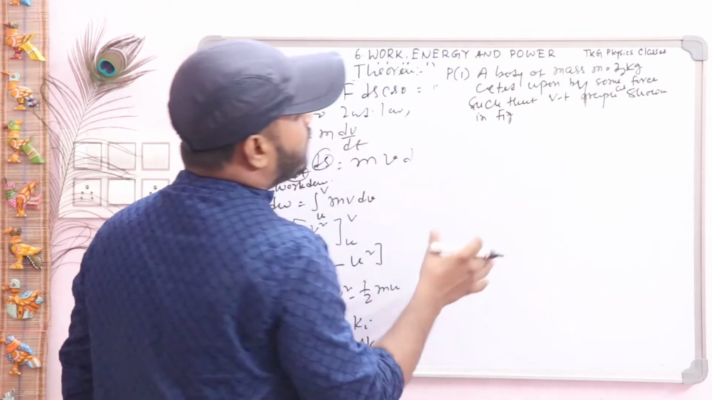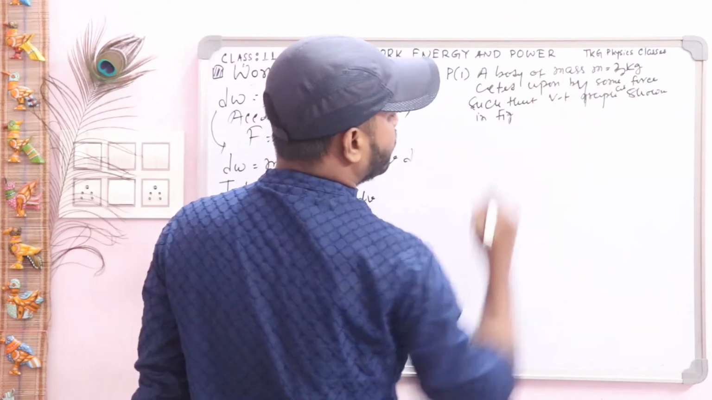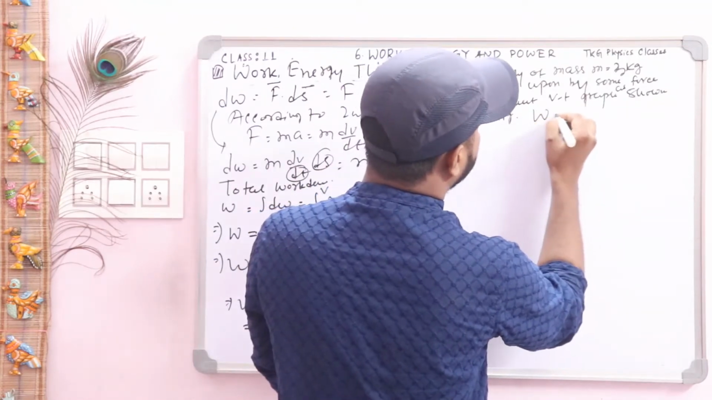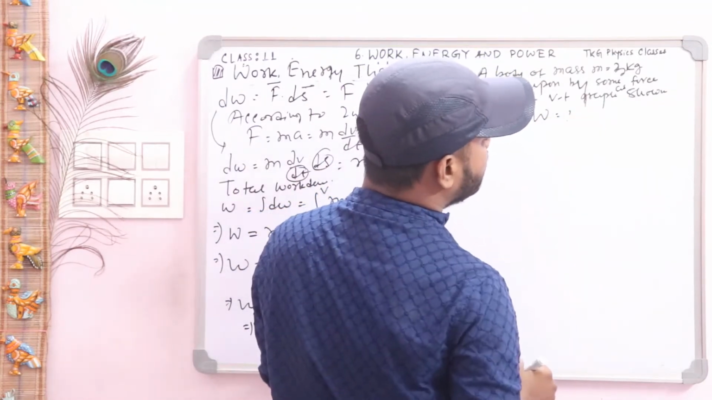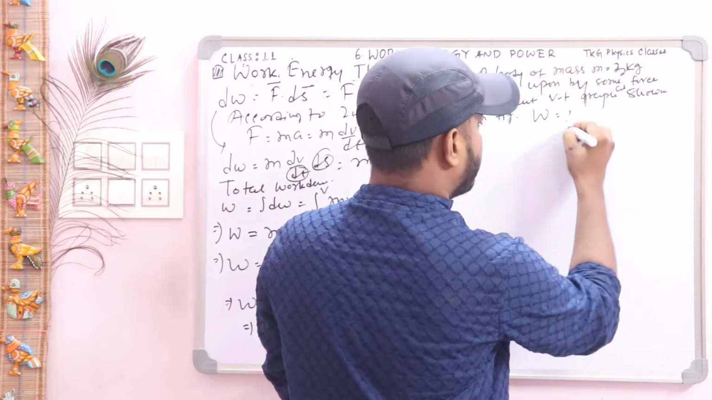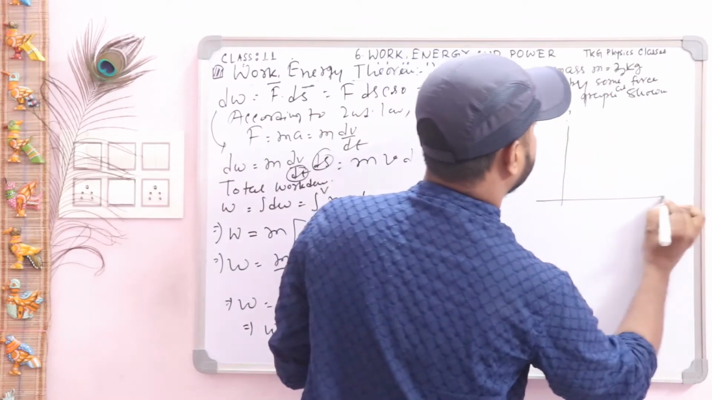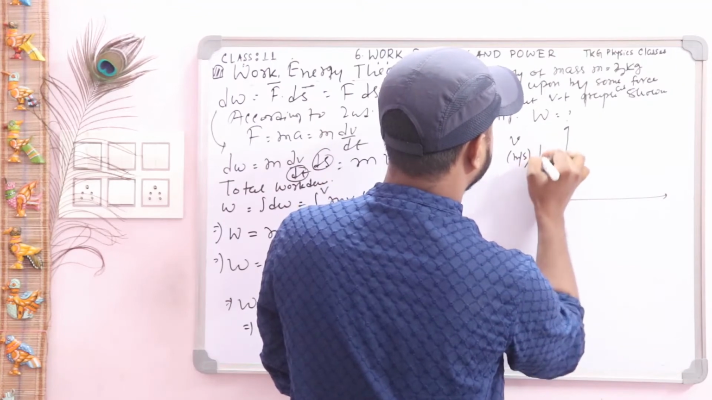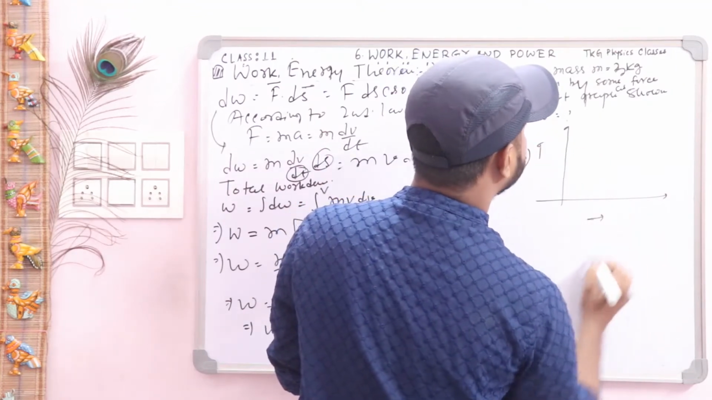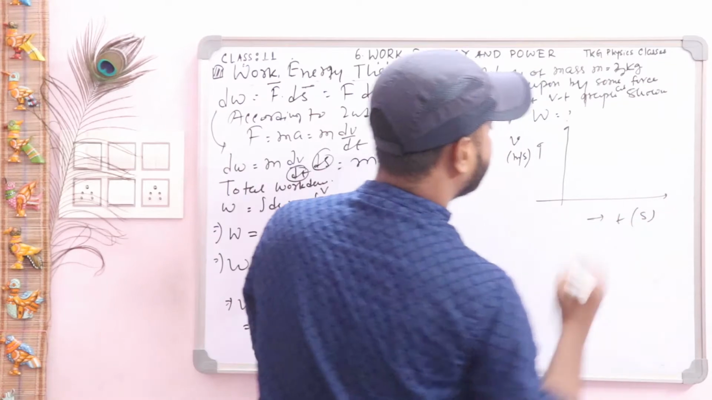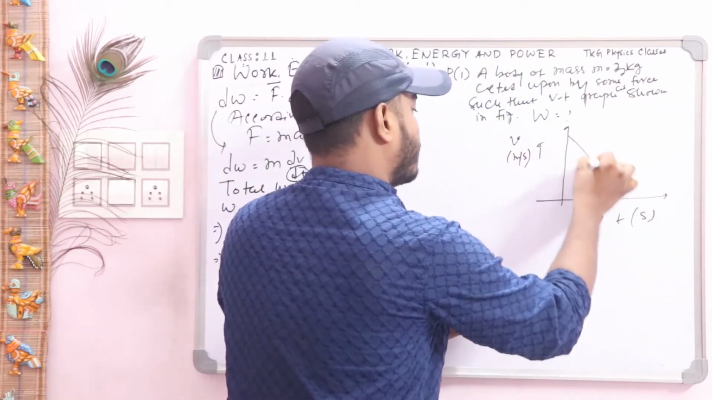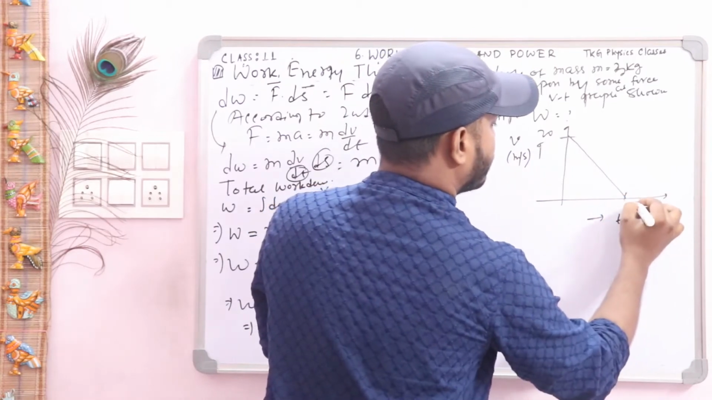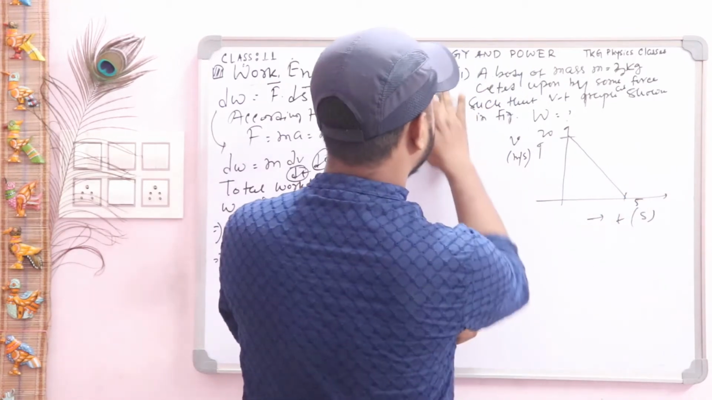Okay, a body of mass 3 kg is acted upon by some force such that the v-t graph is shown in the figure. You have to find out the work done by this force. Suppose the graph is given this way: this is the velocity in meters per second, and this is the time t in seconds, and the graph is like this one. Suppose this value is 20 and this value is 5. You have to find out the work done.